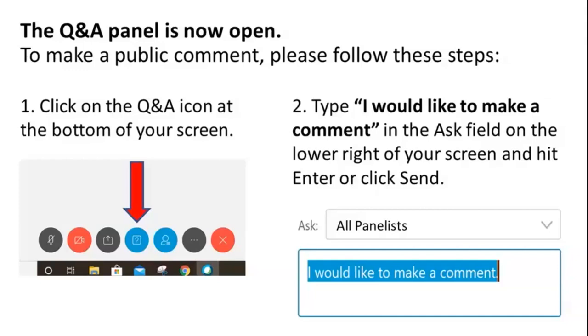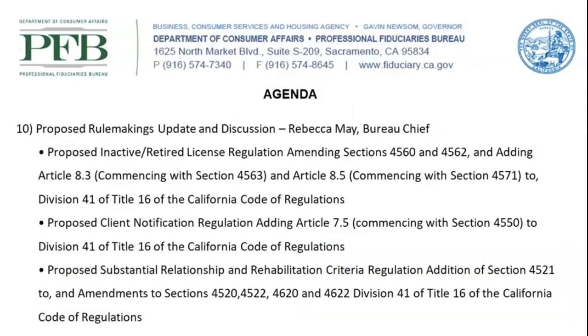Thank you so much. Again, this is Rebecca May, Bureau Chief. So at this time, the Bureau is working with the department on 3 proposed regulations, as you can see on the agenda. The first 2 are in the pre-review process, meaning that they haven't yet been filed with the Office of Administrative Law, but instead are working their way through the department and the Business Consumer Services and Housing Agency for their review and approval first. The first one is related to establishing an inactive and retired license type, and the second related to client notification. They are both under concurrent review by both the department's legal and budget offices.